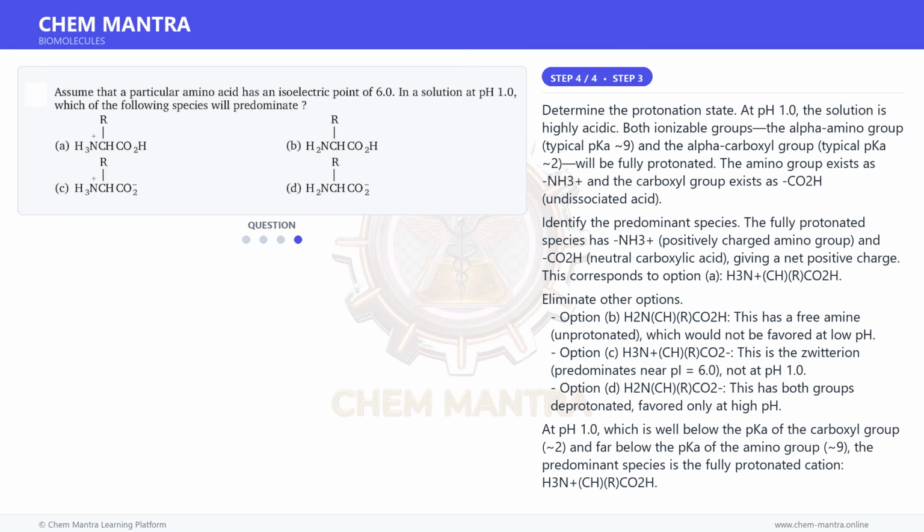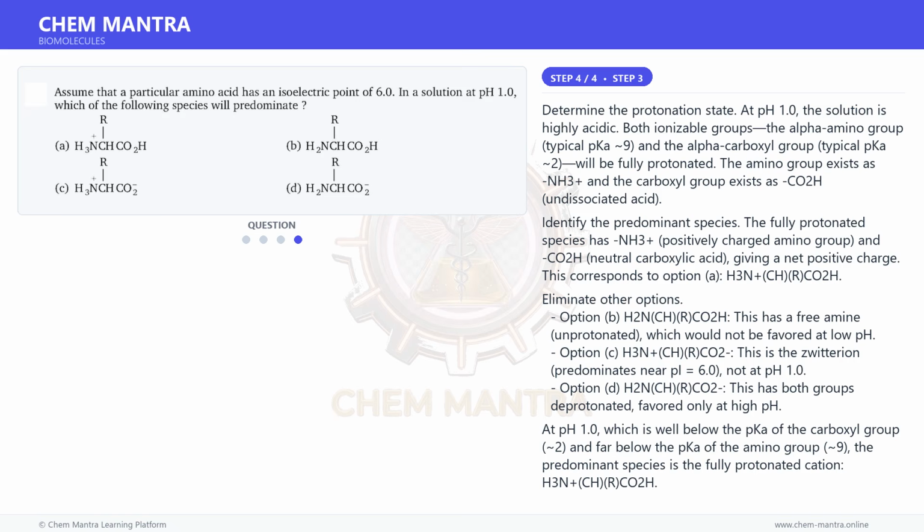Identify the predominant species. The fully protonated species has NH3+, positively charged amino group, and CO2H, neutral carboxylic acid, giving a net positive charge. This corresponds to option A: H3N+, CH, R, CO2H.